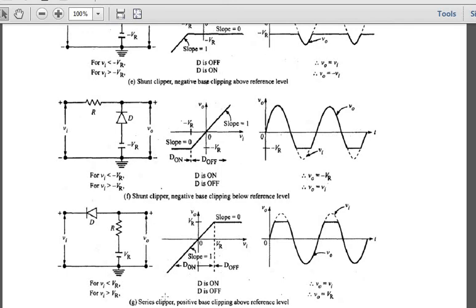Now see the next one: series clipper, positive base clipping above the reference voltage. Here I am considering the part above the reference voltage. Above the reference voltage you are clipping it off, and that too in a series clipper. So this is the transmission region, where the slope is equal to 1, and this is the clipping region. This particular part above the reference voltage will be clipped off.